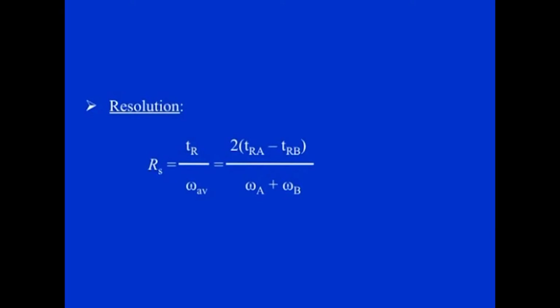Resolution equals the difference in TR divided by W, which is called the base width of the peak. I will just show you. If there are two peaks here, peak A and peak B, and these are the retention times for the two peaks, then it is the ratio of the difference in the retention time to the mean of their base widths, that is, the base width of one peak and the width of another peak. So, that is the average we have taken here.